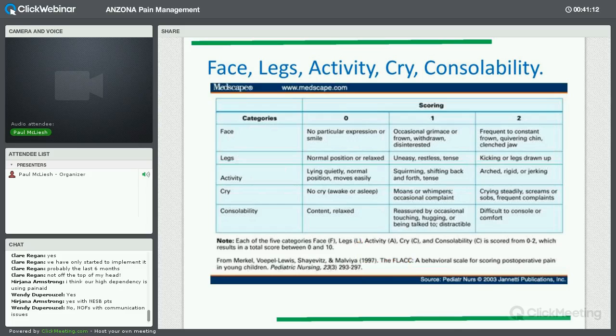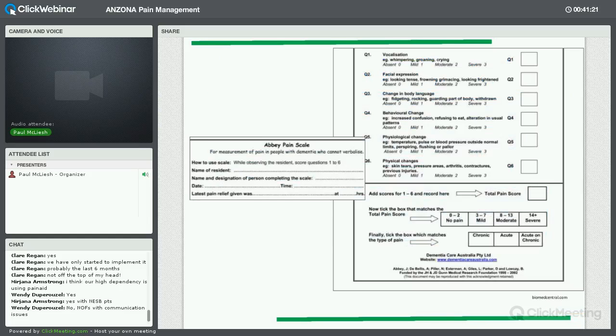Now, it's not 100% reliable. Like, if you asked, what's their pain between 0 and 10, that often will give you a much better answer, but you can't do that for this patient population.